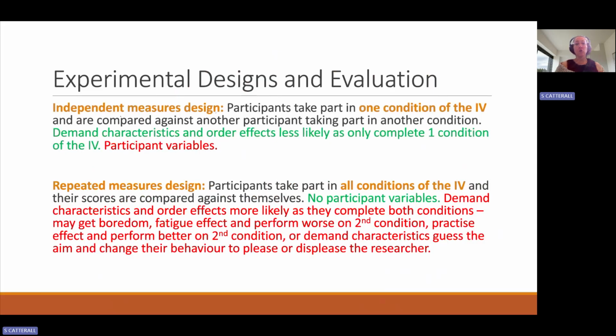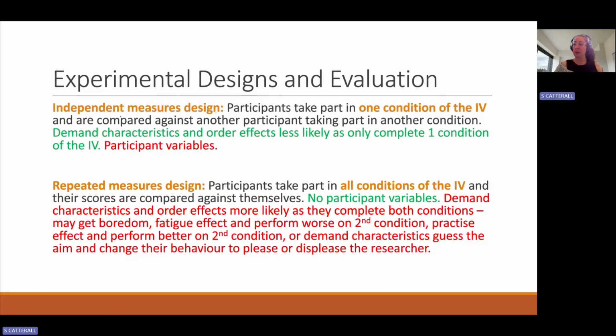Now you can control this. Another example of a control is to use counterbalancing, which is where you split your participants in half. Half of them do condition A, then condition B, and the other half do condition B, then condition A. So the second condition is different for half of them, which means that they balance out any of these order effects or demand characteristics. So you can control for them, but obviously you can still put them as a disadvantage for repeated measures.